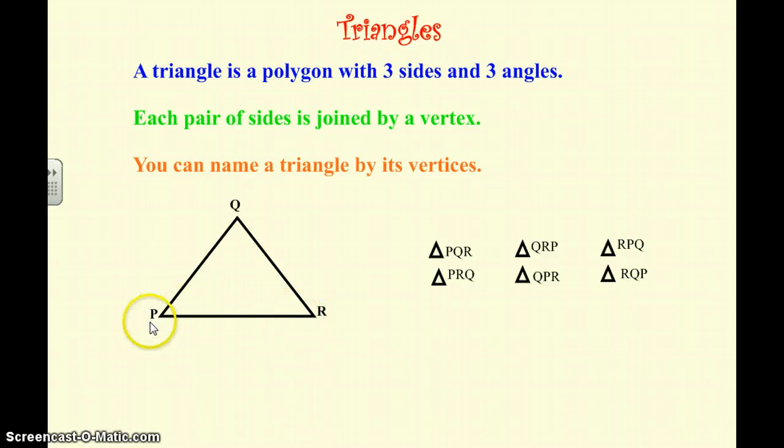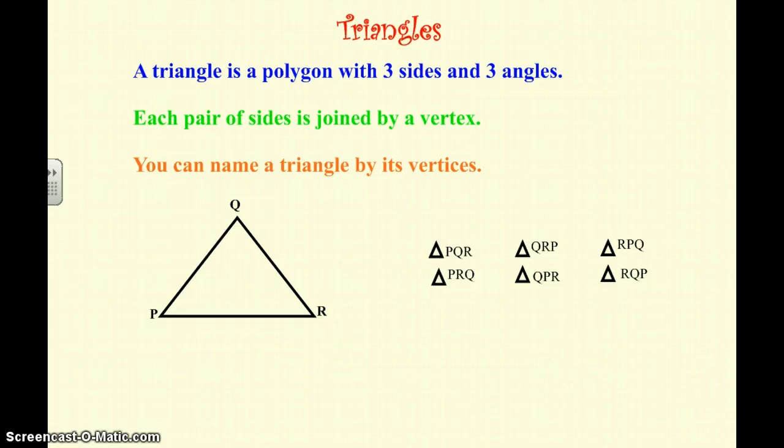PQR. You could name it PRQ. You could name it QRP. You could name it QPR. You could name this triangle RPQ and RQP. So these 6 names are all names that could be used to name this one triangle. So notice how it's written. There's a little triangle symbol and then capital letters, PQR. Again, when you're naming a triangle, you want to make sure you use capital letters.